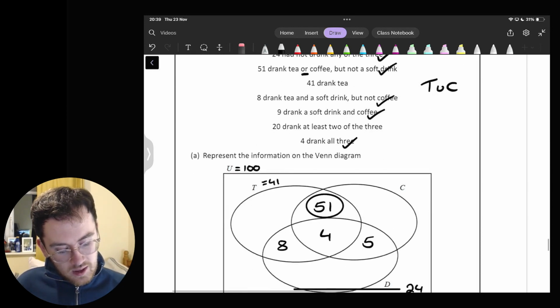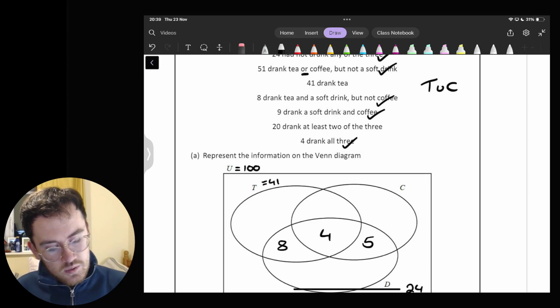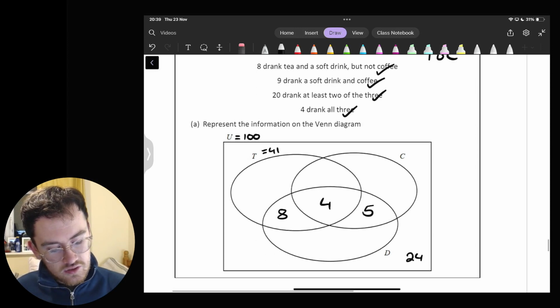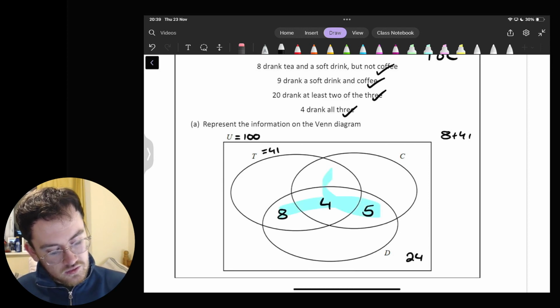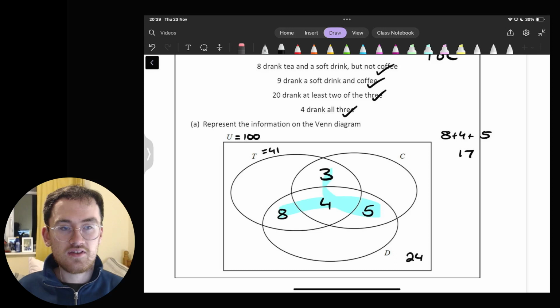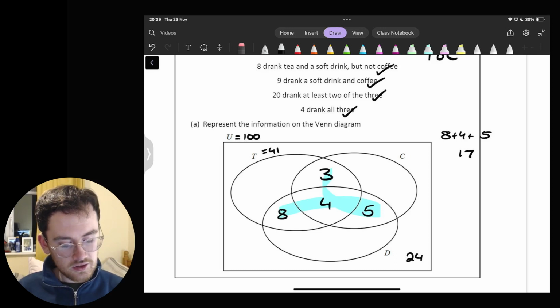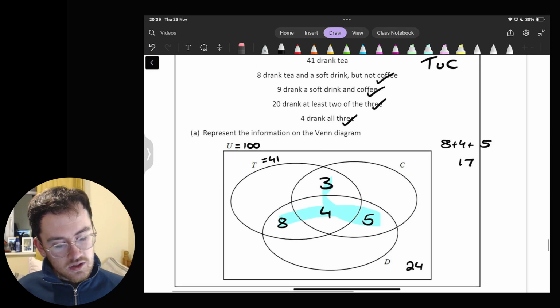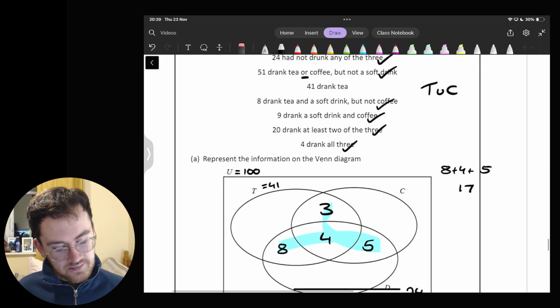So I need to get rid of that one. I'm told that 20 drank at least two of the three. So from before, we know that's this middle part here. So 20 people should be there. So 8 plus 4 plus 5 gives me 17. So I have 3 that are unaccounted for there that I haven't added. I can work out, hopefully, how many people drank the different sections.